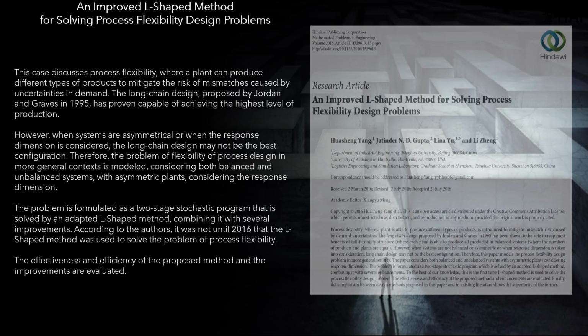The problem is formulated as a two-stage stochastic program that is solved by an adapted L-shaped method, combining it with several improvements. According to the authors, it was not until 2016 that the L-shaped method was used to solve the problem of process flexibility. The effectiveness and efficiency of the proposed method and the improvements are evaluated.